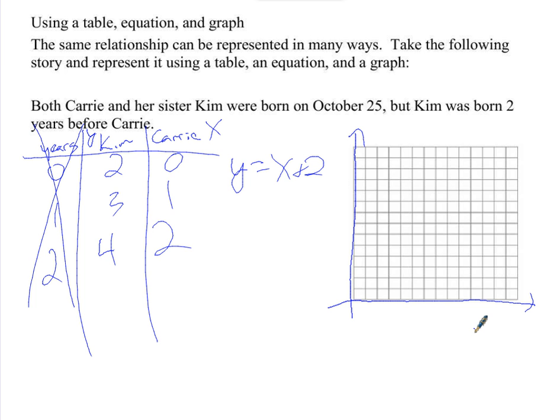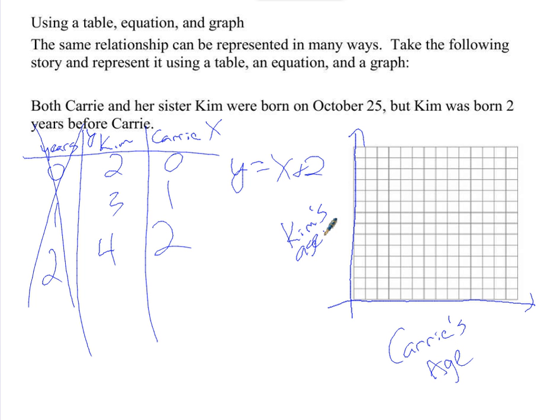My x variable goes with Carrie, so I'm putting Carrie. Carrie, what about Carrie? Carrie's shoe size. Carrie's age. And then what goes on the other axis? Kim's age. And that would be which axis again? Good. All right, so now we have Kim's age.